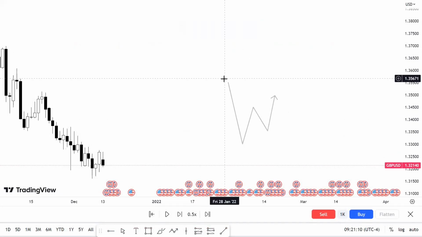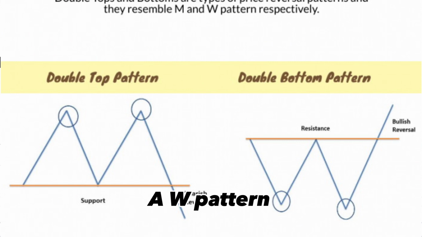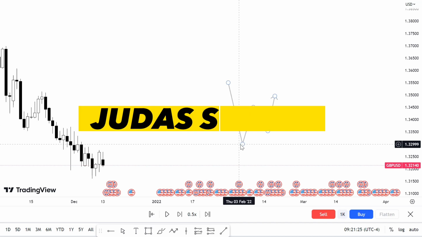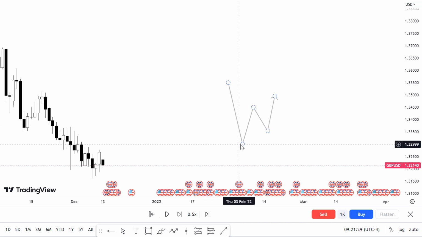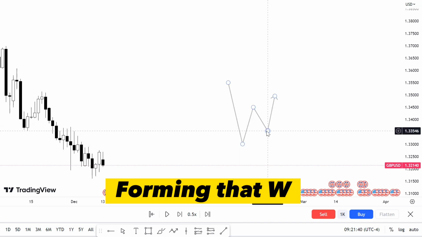Now we want to see an aggressive push to the downside. Think about it as a double U. Remember when we were trading patterns and we had W and M, right? That is the Judas swing. It is the same pattern. The only different thing is we don't care about the equal highs. We don't want to see price completely forming that W.